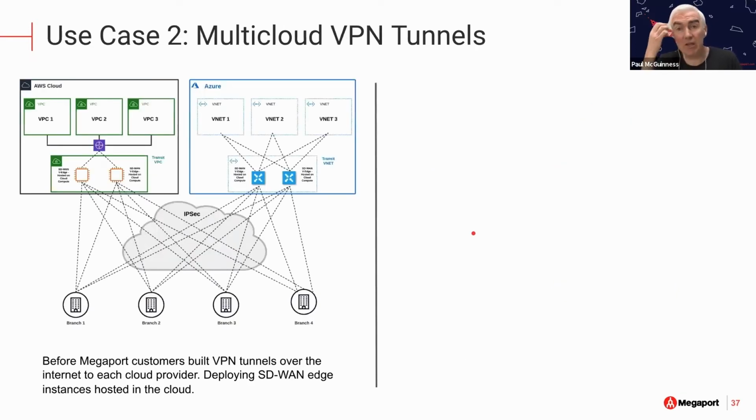Another one is Multicloud VPN Tunnels. So if you are deploying in multiple clouds, we're showing AWS and Azure here, you'll typically have IPsec tunnels running from your branches into the cloud. And then inside the cloud, you'll put in a transit VPC to host the different virtual edges that you need there. So transit VPC in AWS, transit VNet for the Azure terminology. You'll typically deploy multiple elements of those to give you resilience, and then you'll have IPsec tunnels going out from each of those to each of your branches.